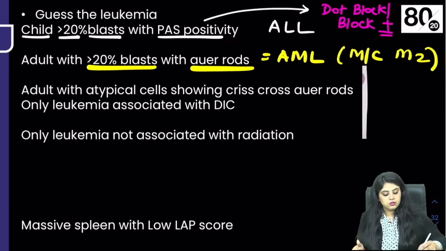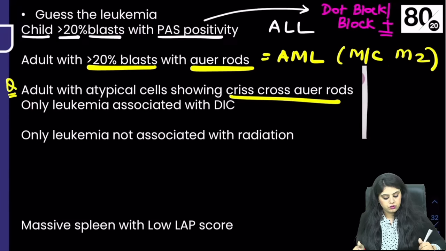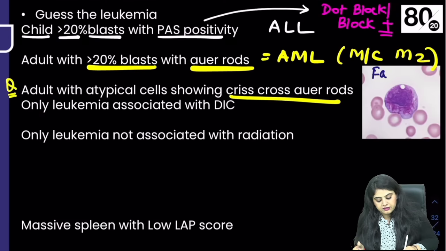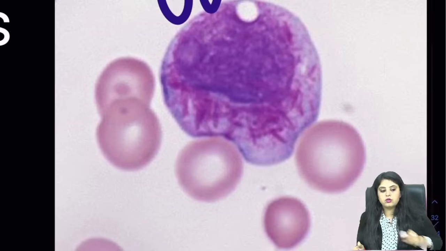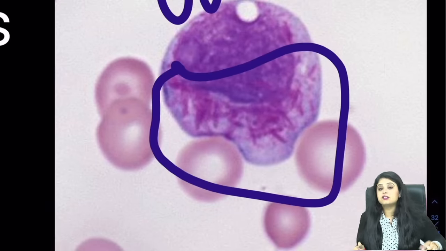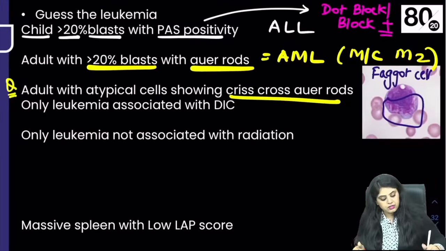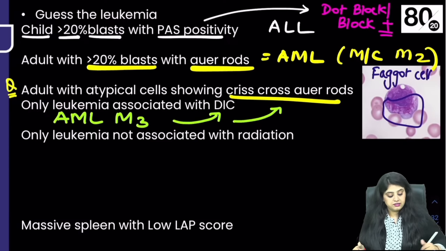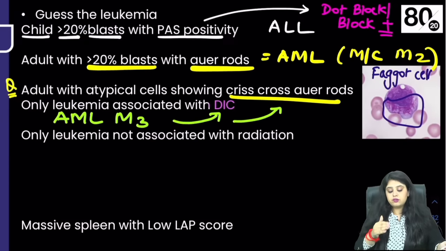Okay, let's move on to the third one. Of course, this is a question that came in the last exam. It may have come in NEET, FMG also has it. Cells which are crisscross Auer rods, and I've got you a picture for those. What are those cells known as? These are known as the famous faggot cells. The faggot cells, where you can see these Auer rods all becoming crisscross, that is known as AML M3. Very good. What is the clinical point of AML M3 that we are going to have? Other than faggot cells, it shows you DIC, the only leukemia to show you DIC. So what are you going to tell me now? I'm going to stop over here.